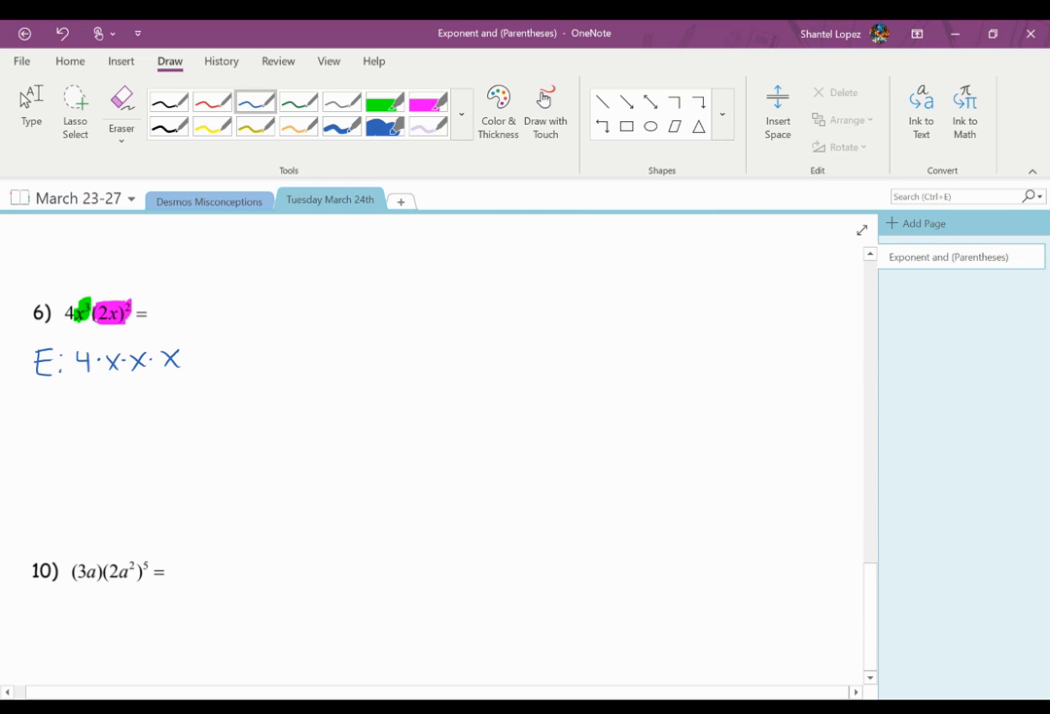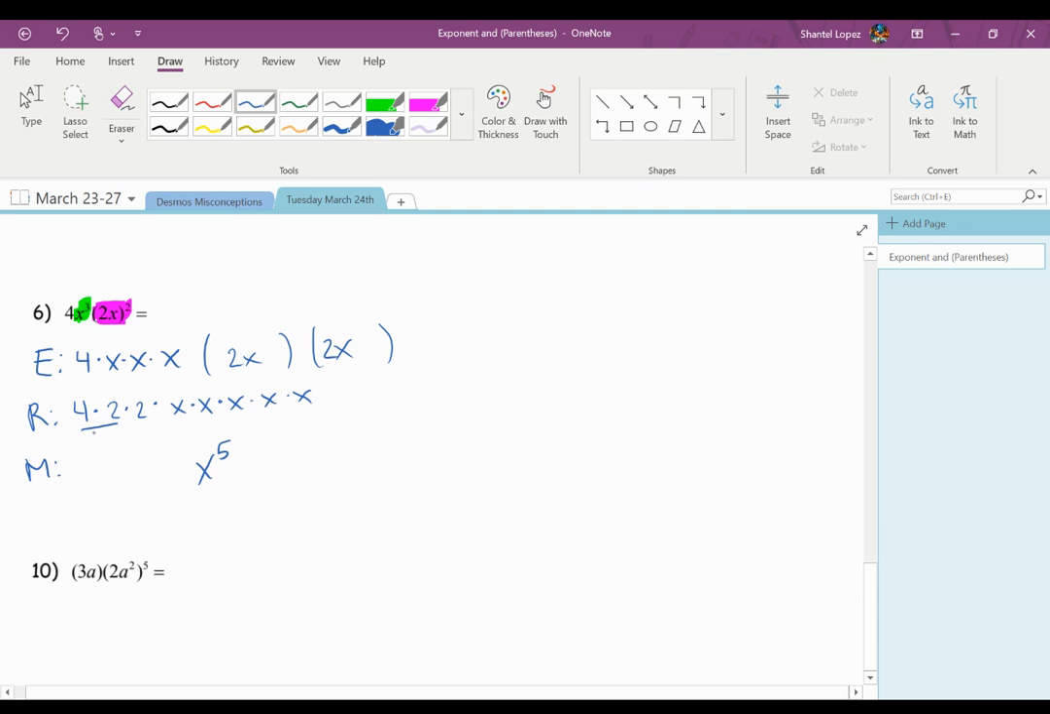So now that that 2 is on the outside of the parentheses, that means I'm going to have 2 parentheses and 2x inside. When I rearrange, I bring all my numbers to the front, so 4 times 2 times 2, and then all my variables. So I have 5 x's, so I know when I multiply, I'm going to have x to the power of 5.